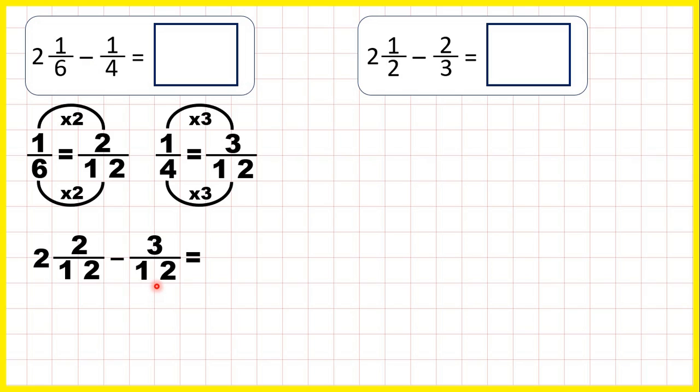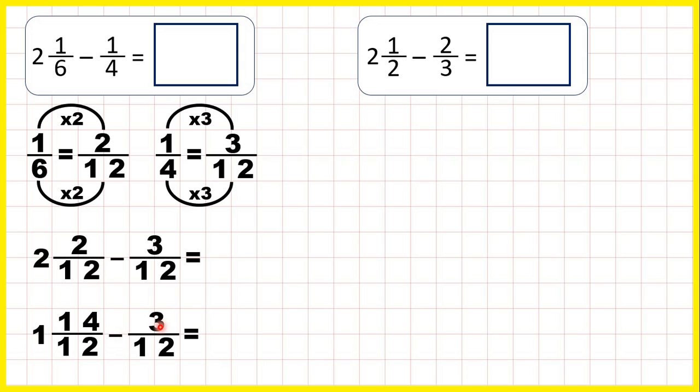But now we have a problem. If we look at our fractions, we're subtracting 3/12 from 2/12, and when this happens, we need to exchange with our whole number. So what we can do is take 1 away from our whole number, so 1 less than 2 is 1, and that means that we can add the denominator to the numerator. 12 plus 2 is 14, so instead of 2 and 2/12, we can have 1 and 14/12.